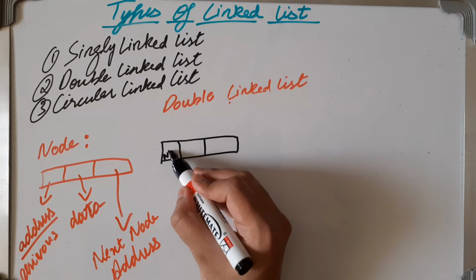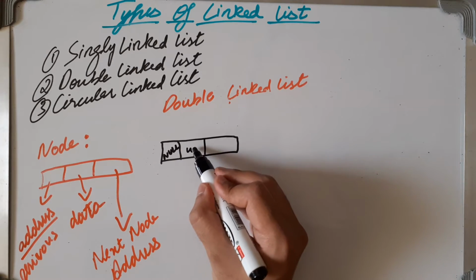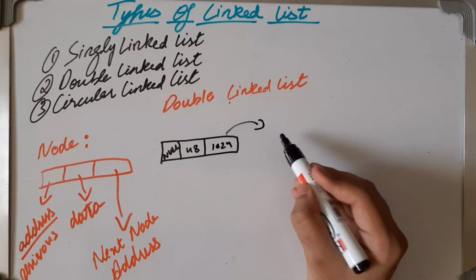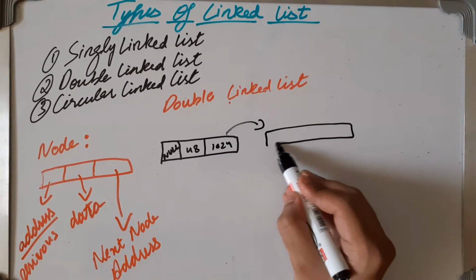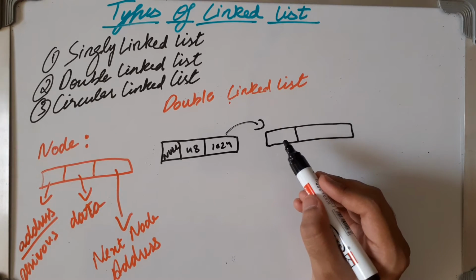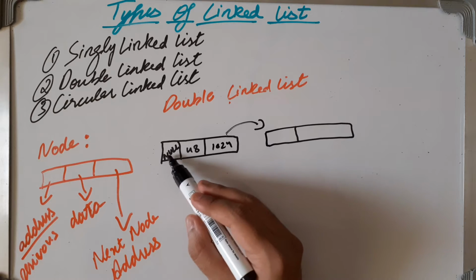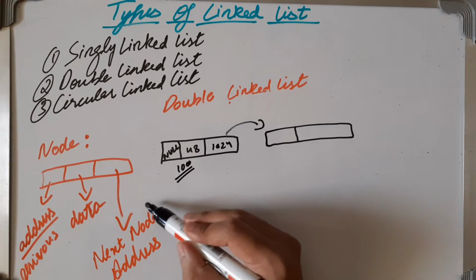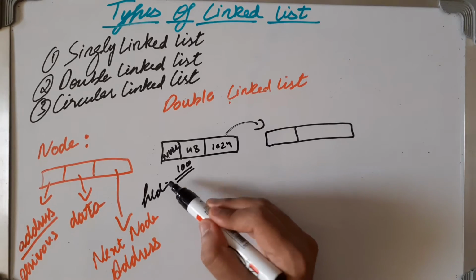At first it has null and then the data 48 and address 1024, and it is pointing to another node at 1024. Suppose the head address is the starting one, where we have a null. Suppose its address is 100, which is stored in head.